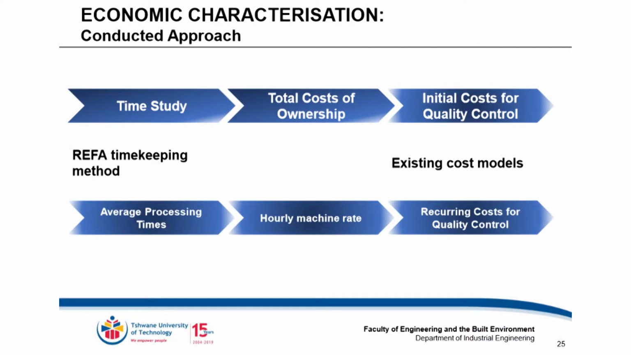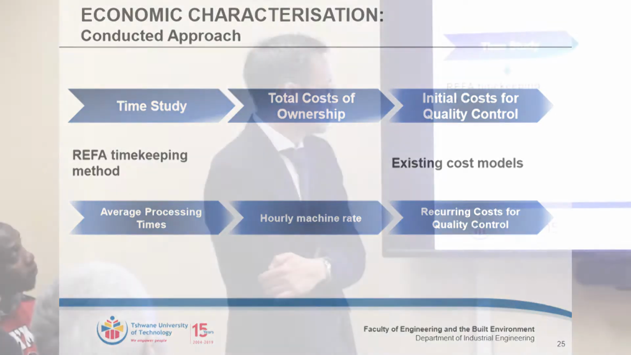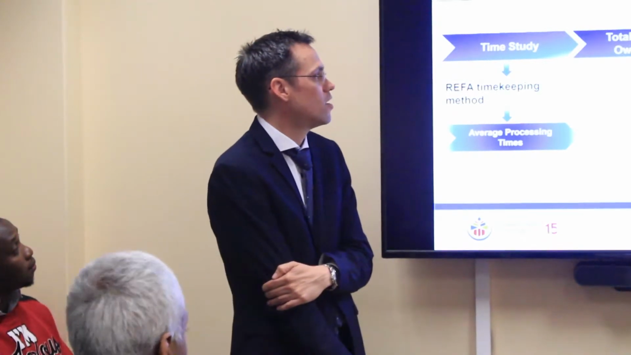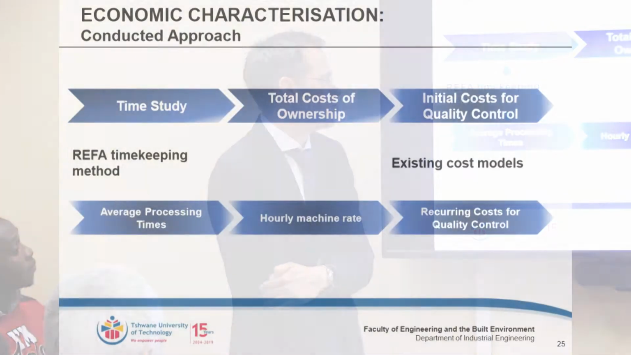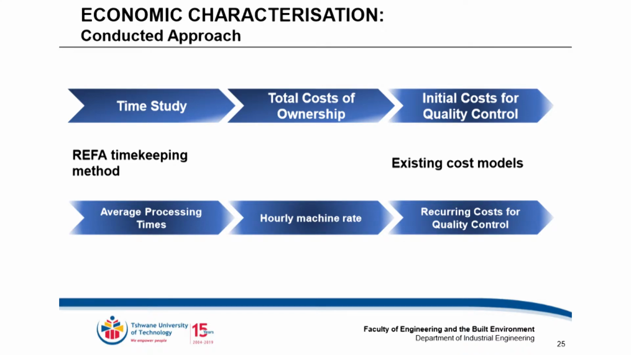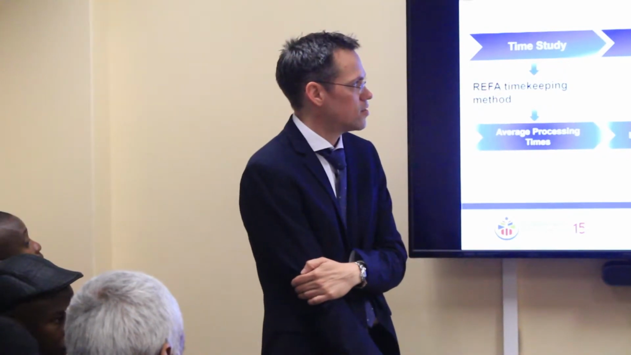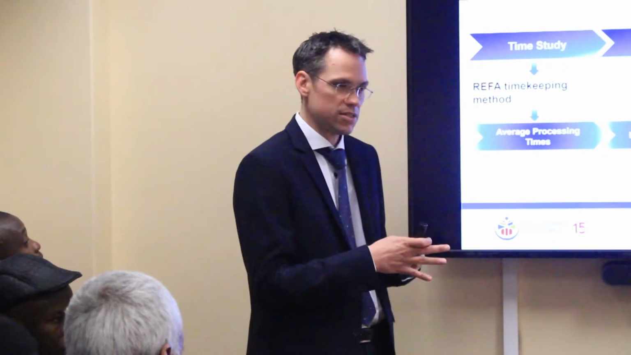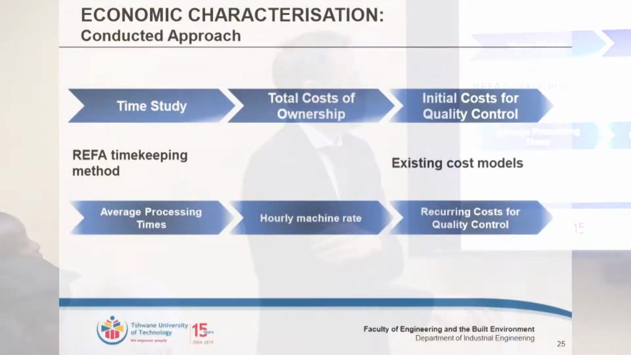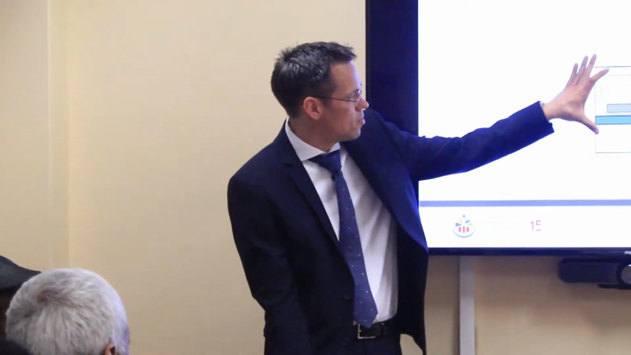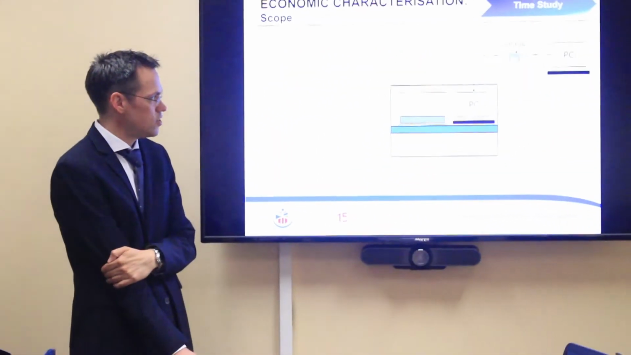The first step is a time study on the entire process to derive average processing times. Hereupon, the total cost of ownership can be used to derive an hourly machine rate, and when you have the machine rate and the processing times, you can then calculate the initial cost for quality control, which is basically the setup costs. And you can also consider the recurring cost for quality control. So basically here, within the time keeping, the operating asset, the SLM machine, was the main subject of investigation.